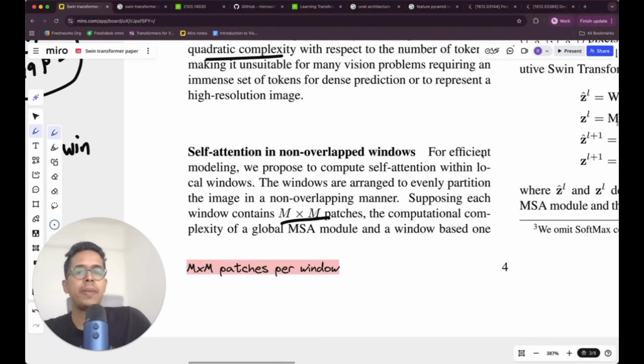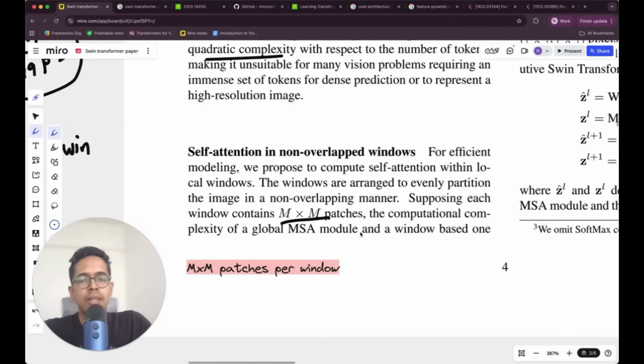Let's come back to the paper. For efficient modeling, we propose to compute self-attention within local windows. The windows are arranged to evenly partition the image in a non-overlapping manner, supposing each window contains m by m patches. Please note, m by m patches equal to one window. It's not m by m pixels. Each patch could be 16 by 16 pixels. So now m by m was what? 7 by 7 in the example that we considered.